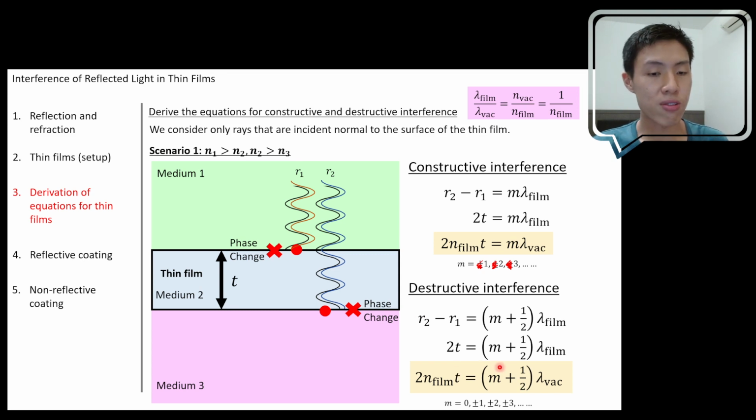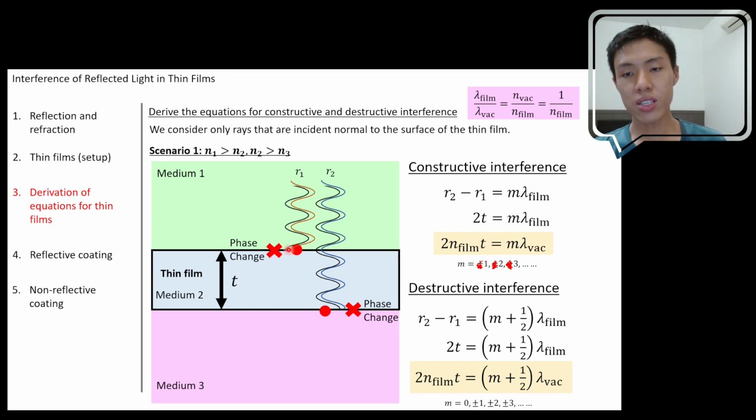In fact, if you substitute 0 over here, that will be the thinnest possible thin film that you can get to get destructive interference. If you want the minimum possible thickness, you substitute m equal to 0 for this equation. If you want the minimum possible thickness to have constructive interference, then you substitute 1 for m, then you can get the minimum thickness for constructive interference.